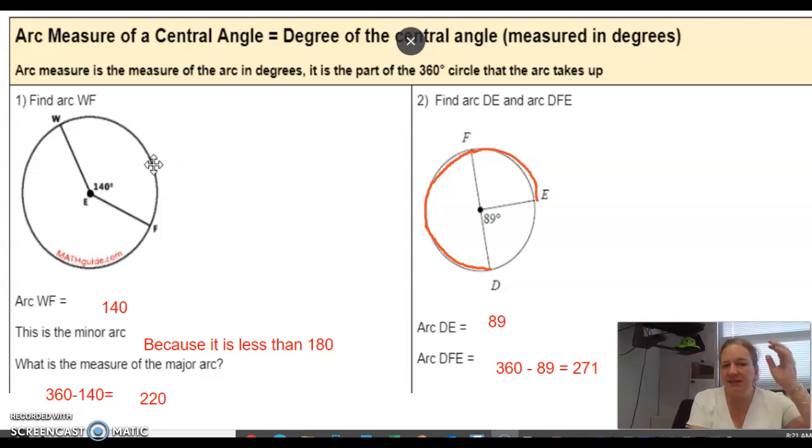This, I know DE is 180 because it is a line. It is a chord that goes from F to D. It goes from one end of the circle to the other, and it goes through the center. So I know that's 180. But that's not what they're asking for. They're not asking for arc DF. They're asking for arc DFE. So I just say 360 minus 89, and that's 271. Okay.